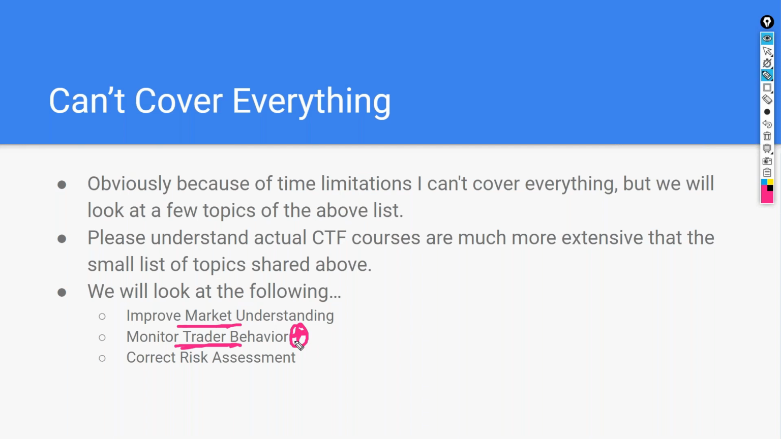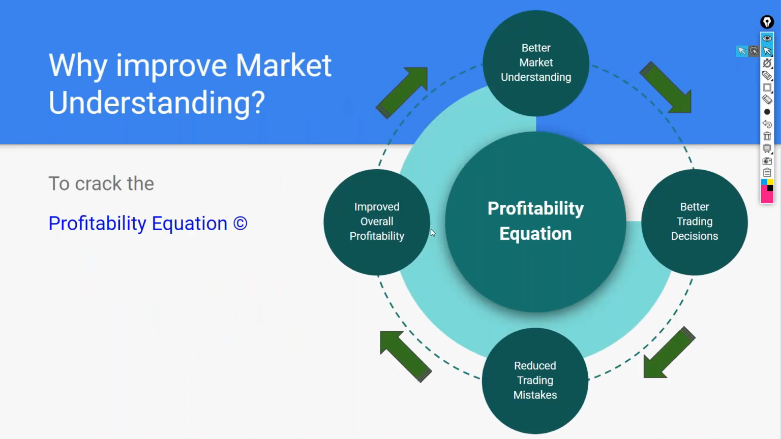This is a 5-star concept, guys. If you can pick this up and get it into your day-to-day behavior, make a habit of monitoring trader behavior rather than looking at price patterns, you will change your trading forever and for better. All right, I'm not saying that you will change it forever and never come back to trading. I'm not saying that. And how to assess the risk correctly. Okay, so let us look at these 3 topics one by one.